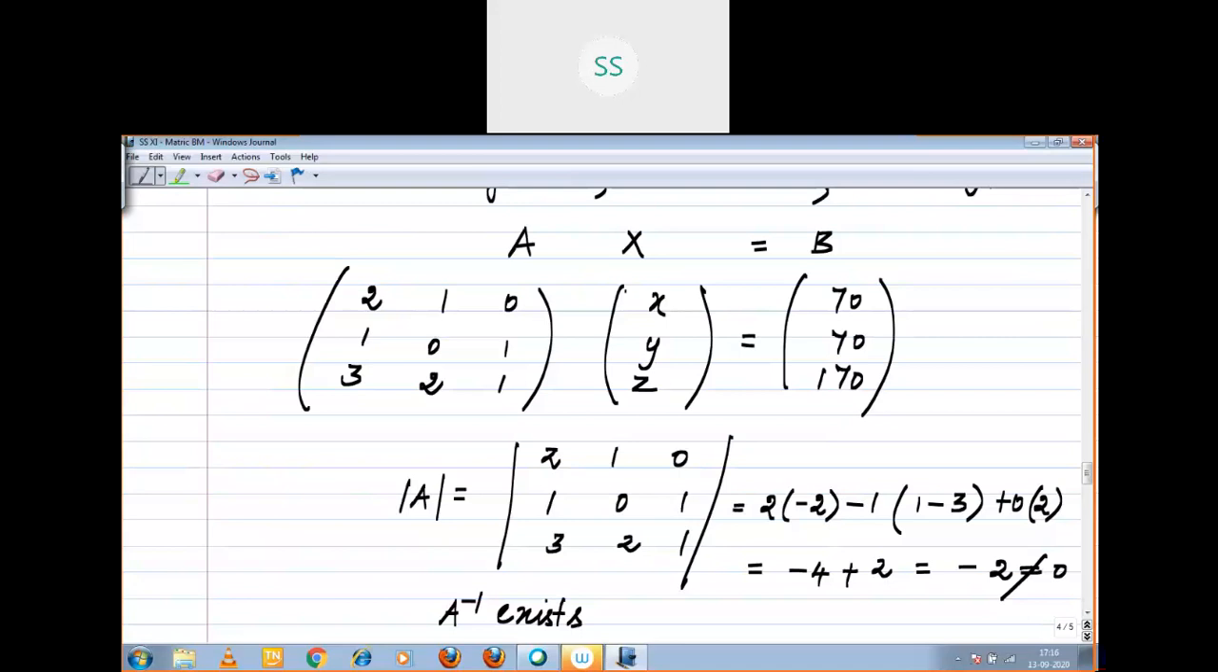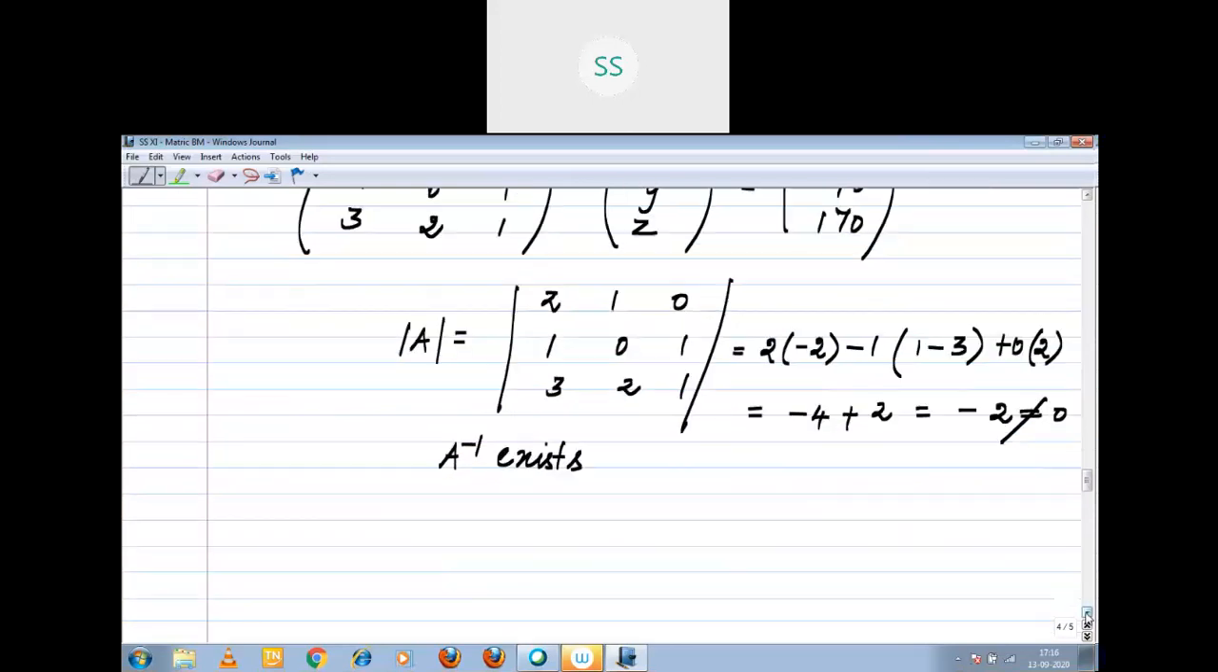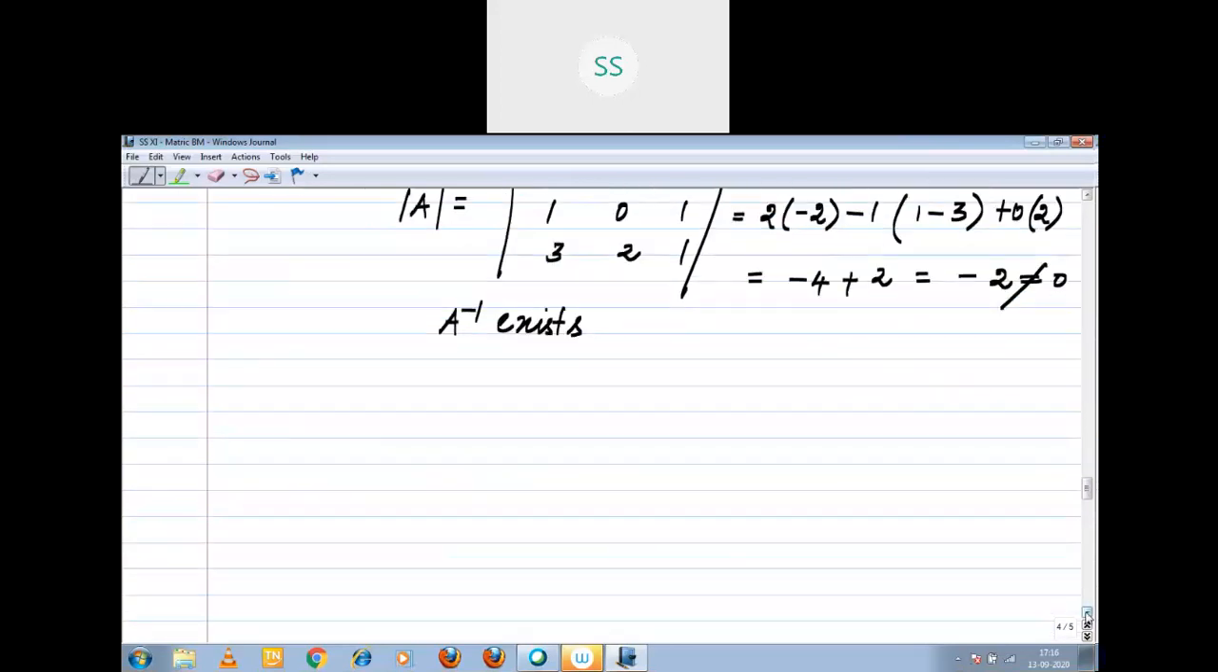2 I am selecting, the rest of the entries are 0, 1, 2, 1. 1 I selected, the rest of the entries 1, 1, 3, 1. The last one 0, 1, 0, 3, 2. I simplified, right? This one you know.